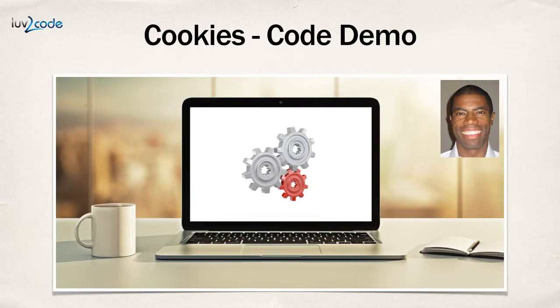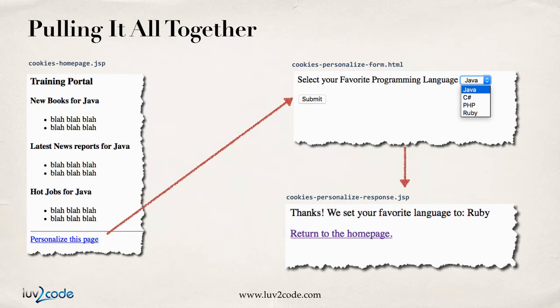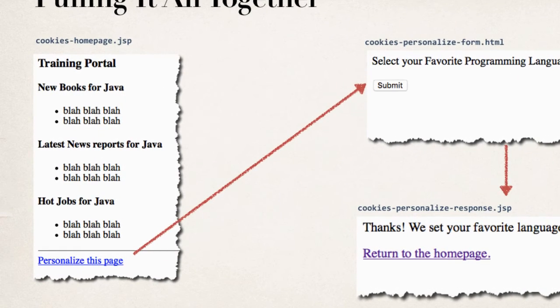Hey, in this video, we're actually going to look at the code demo for using cookies with JSP. So let's pull it all together with a real example. We're going to have 3 pages that we're going to build in this video. The first thing we'll start off with is the cookies homepage. So this is for our little training portal.